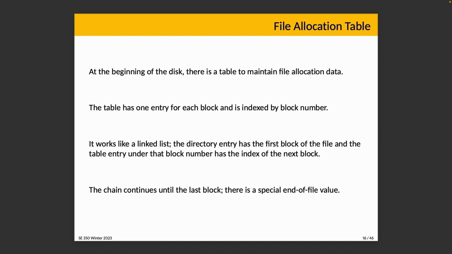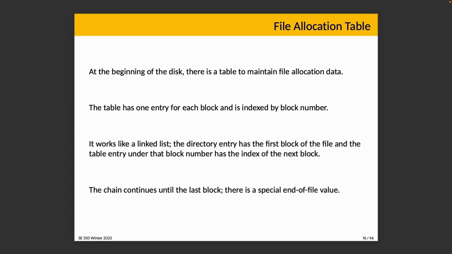So anyway, this file allocation table scheme works a little bit like this. At the beginning of the disk, there's a table to maintain the file allocation data. Hence, file allocation table makes sense. The name works, and the table has one entry for each block and is indexed by block number. And it works like a linked list.